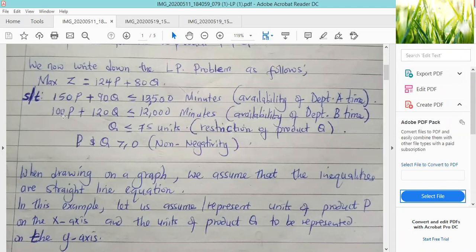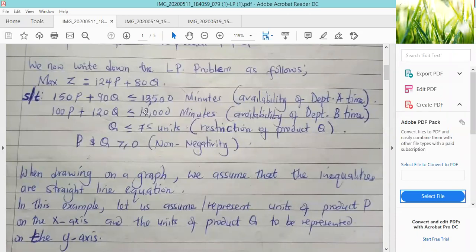My constraints are which ones? One is the availability of the department A time, and again, the availability of department B time, which we cannot go beyond whatever is available. And in this case, we have the amounts given us. We have the amount given as how many hours? In department A, we have 225 hours. In department B, we have 200 hours.